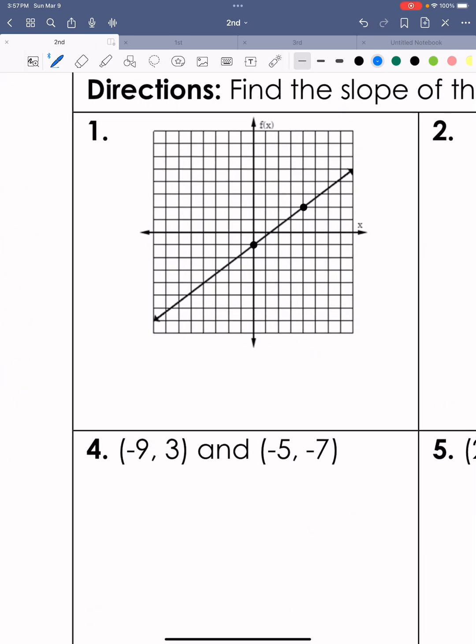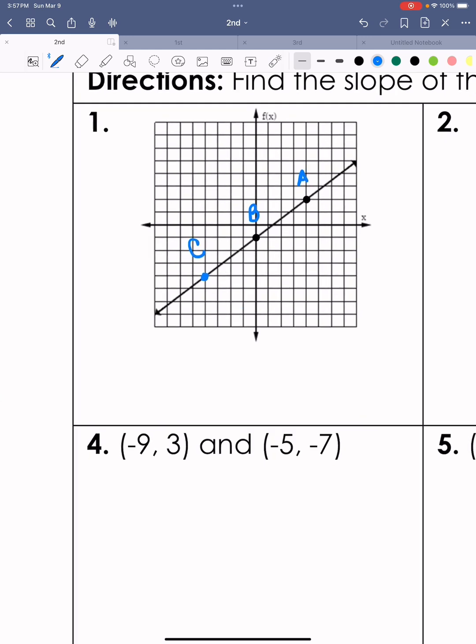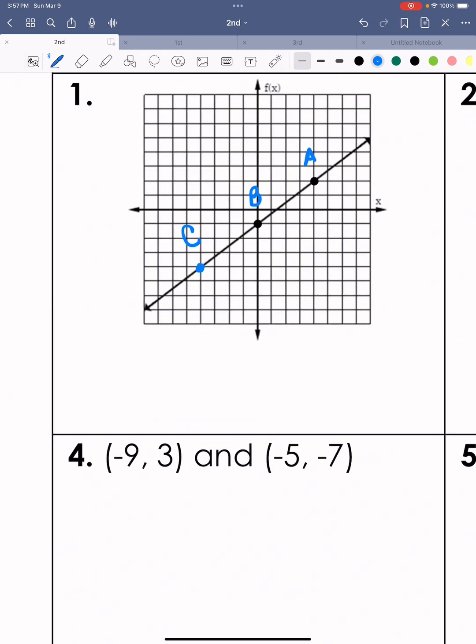So let's just look at number 1 first. I want to dig a little bit deeper in this. Let's label the points. We're going to call this top one A, this one is B, and then we're going to create one more point down here at C. We're not going to do this for every one. I just want to remind you of some things about slope, primarily that slope is constant all the way up and down the line, no matter how far apart you are.